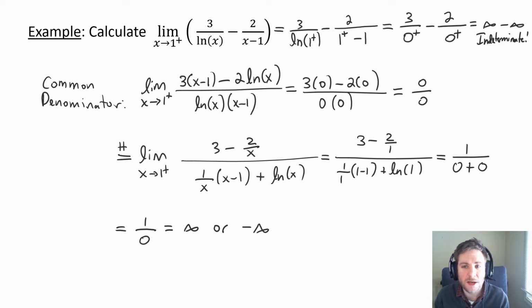We do need to check whether we're dividing by a positive or negative number close to 0, since that will tell us which of these two possible answers is correct. For that, we make use of the fact that this is a one-sided limit. We know that x is actually a little bit larger than 1, and so in my first term, I see 1 is being subtracted from a number larger than 1, giving a positive result.